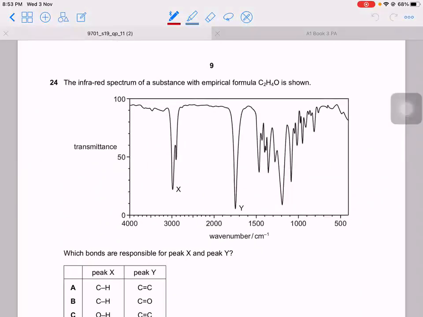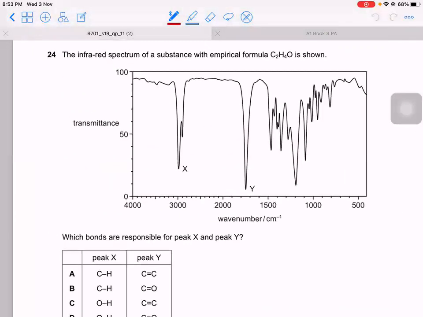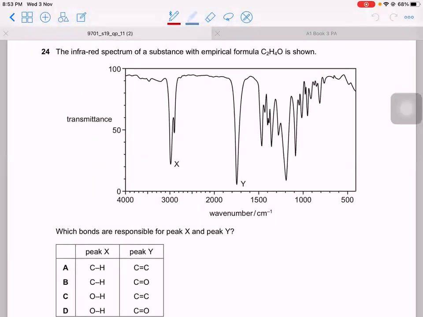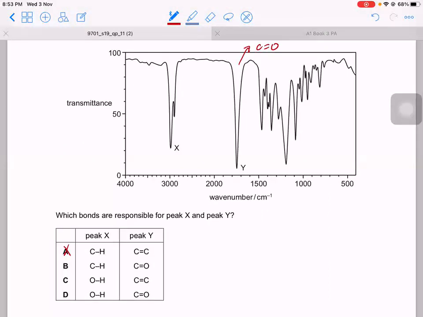24. Which bonds are responsible for peak X and peak Y? Let's see. Y right here is a strong sharp peak at roughly 1700. This corresponds to C=O. So peak Y is C=O. The answer can't be A, can't be C, because those don't correspond to C=O.